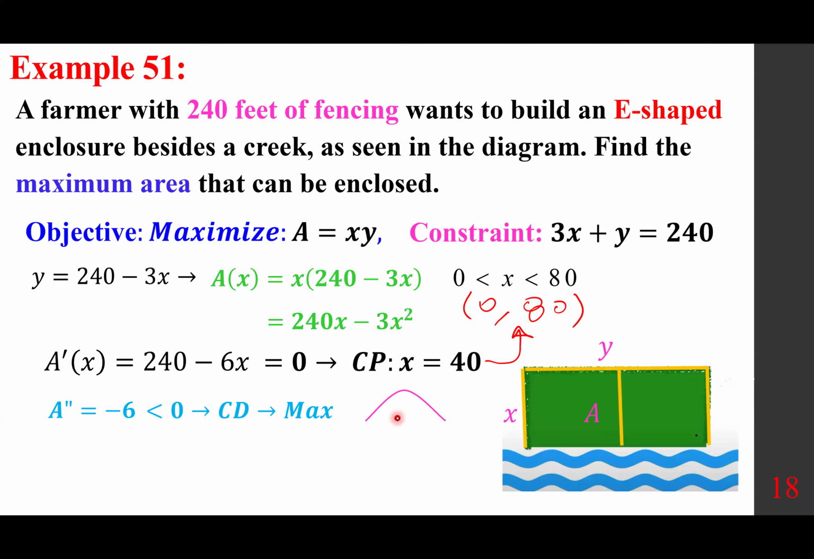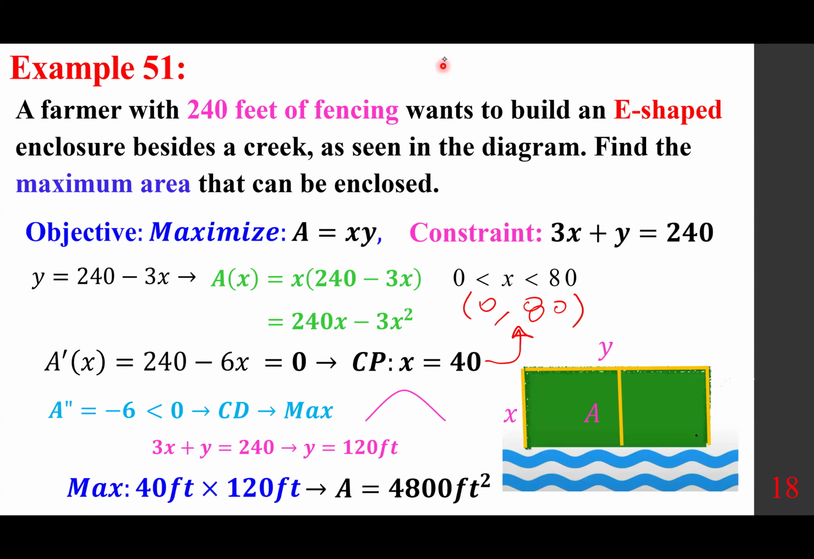So the maximum occurs when x is 40. If I put it here, 3 times 40 is 120, subtract it, and you get y to be 120. So the maximum area is the product of the two, which is 4,800 square feet. So that's pretty straightforward, everybody. And so we are going to move on.